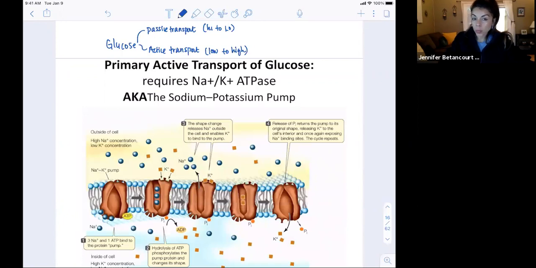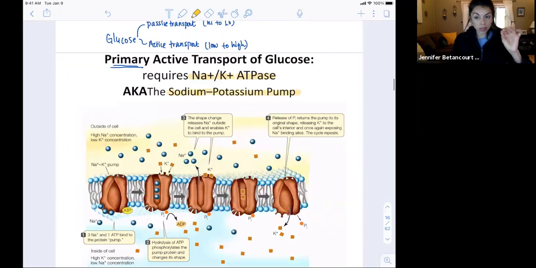So to transport glucose in an active mechanism, you can't just do it straight up. You need something to happen first, and that is what we call the primary transport of glucose. And if you can see here, we're talking about this thing called a sodium potassium ATPase, otherwise known as the sodium potassium pump. Anywhere in there do you see the word glucose? No. So this first protein that's involved has nothing to do directly with glucose. It does not transport glucose at all.